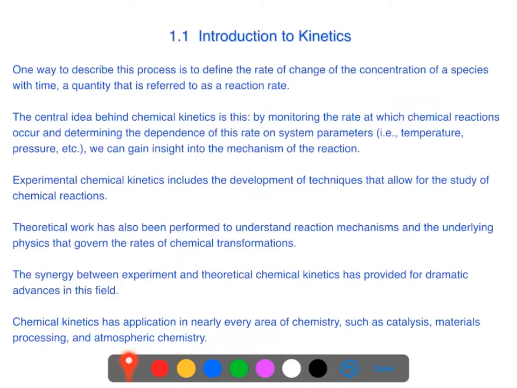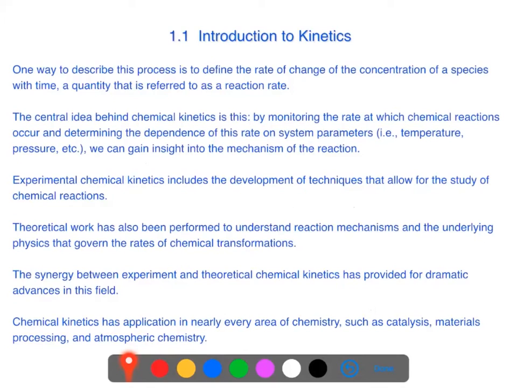Now, one way to describe this process is to define the rate of change of the concentration of a species with time, a quantity that is referred to as a reaction rate. So the central idea behind chemical kinetics is really this. By monitoring the rate at which chemical reactions occur and determining the dependence of this rate on parameters like temperature and pressure, we can gain valuable insight into the mechanism of the reaction.